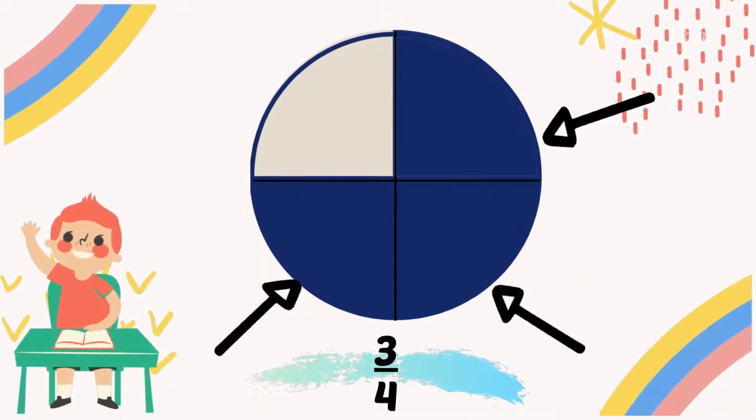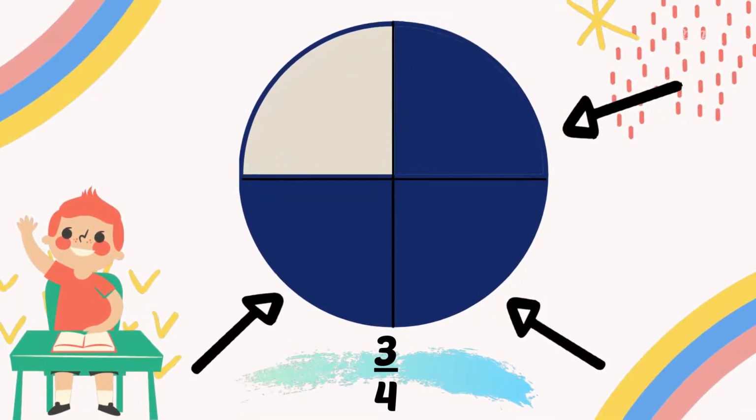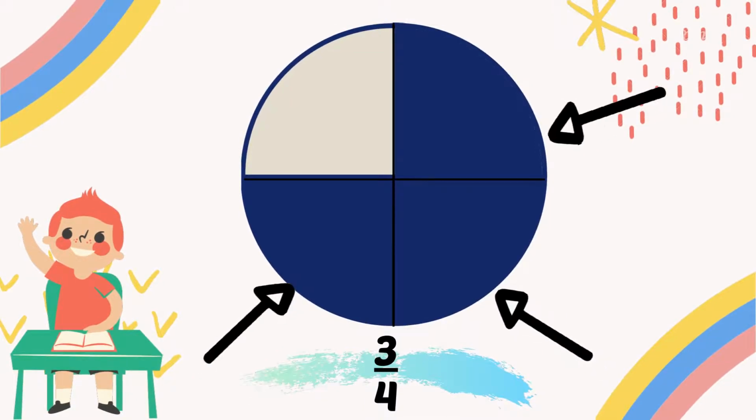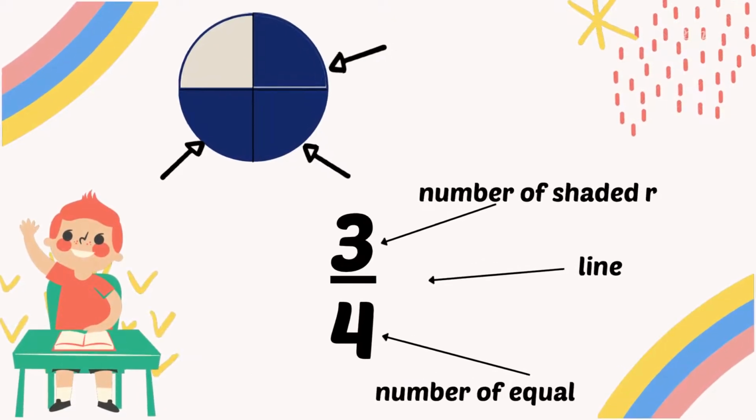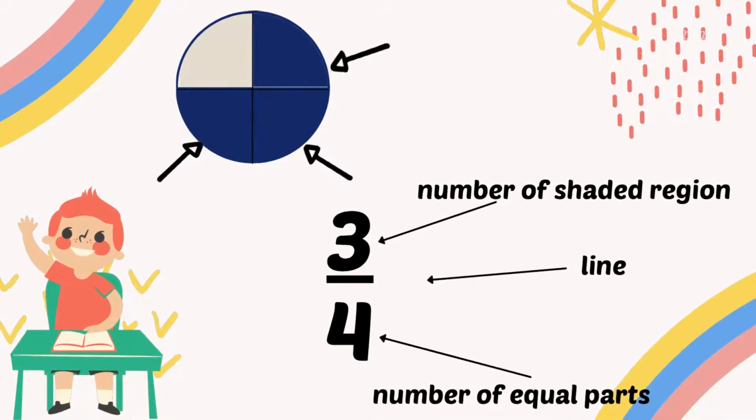This is how we write the number. We write number 3 on the top, and we do the line, and we write number 4 at the bottom. This is the explanation. Number 3 is the number of shaded region. And we draw the line, and we write number 4, number of equal parts. We can also call this fraction 3 over 4. You can also call this one 3/4. Boleh panggil 3 over 4 or 3/4.